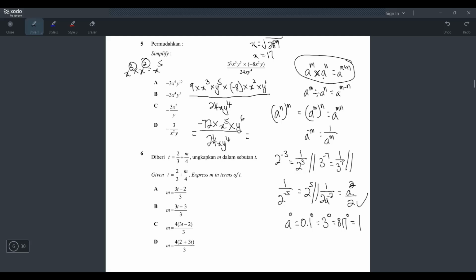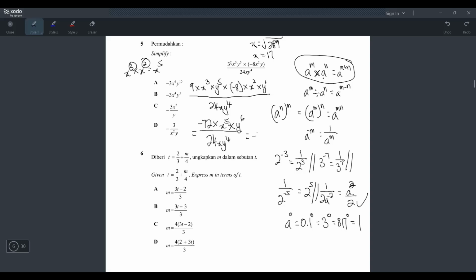Okay. Now we will take atas dengan bawah and buat. Because just now I buat atas saja, right? Okay, the bawah saya tak buat lagi. So sekarang saya bahagilah. So remember, number hanya boleh bahagi dengan number, x hanya boleh bahagi dengan x, y hanya boleh bahagi dengan y. Dia tak boleh y bahagi dengan number macam ni, tak boleh. Dia kena number dengan number saja. So negative 72 divided 24, we press calculator. 72 divided 24 is 3.